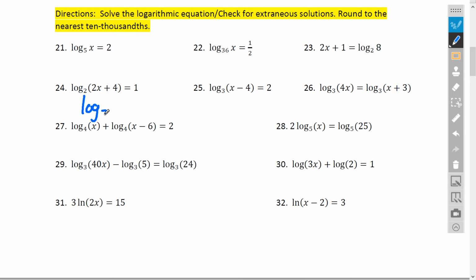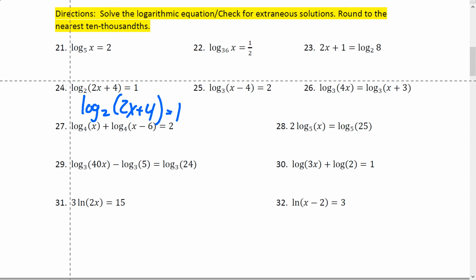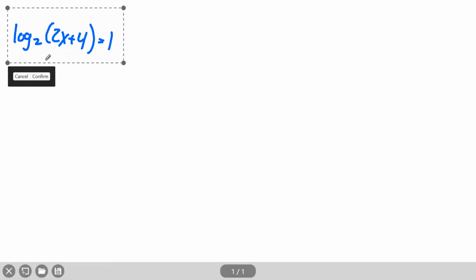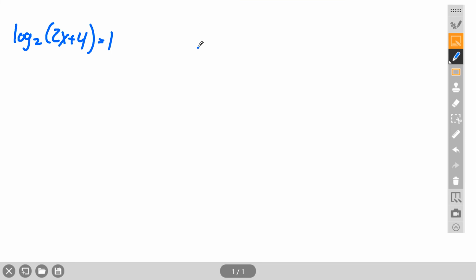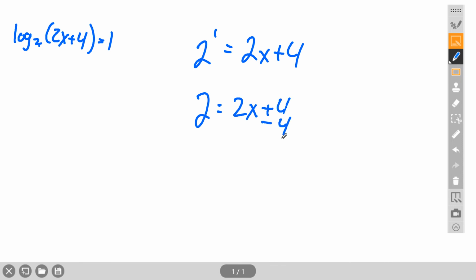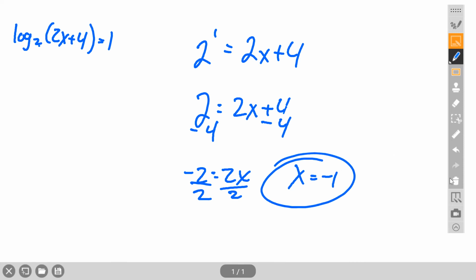So number 24, we have log base 2 of 2x plus 4 equals 1. So first we change this to exponent form. So 2 to the first power equals 2x plus 4. So 2 equals 2x plus 4, and then we solve it. Subtract 4, negative 2 equals 2x, divide by 2, x equals negative 1.